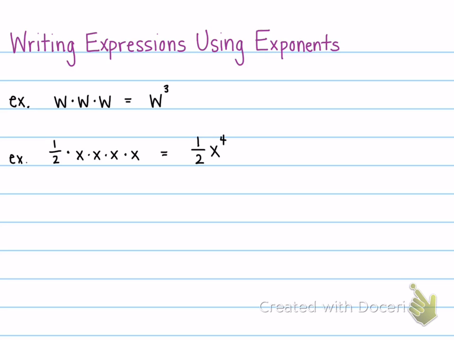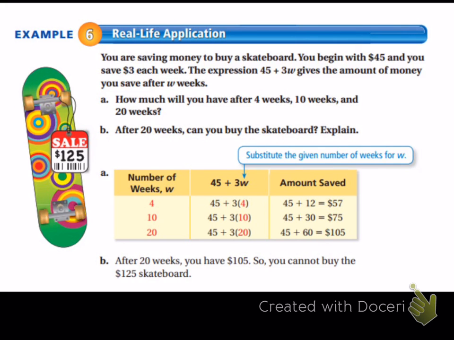So how do we use algebraic expressions in real life? Let's take a look at this example. You're saving money to buy a skateboard. You begin with $45 and you save $3 each week. The expression 45 plus 3w gives the amount of money you save after w weeks. So that algebraic expression right there should make sense.